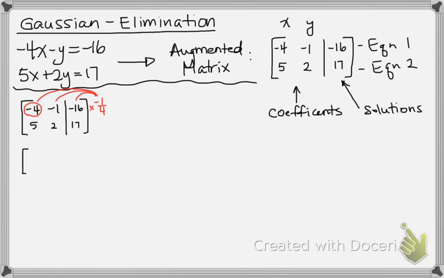Okay, so this particular matrix is going to turn into, if I multiply that negative 1/4 in, the very first number is now going to be that 1 that I wanted it to be. Okay? The rest of the numbers are going to change too. So negative 1 times negative 1/4 is positive 1/4. Negative 16 times negative 1/4 is 4. And did I mess with the bottom at all? No, I didn't do anything to that bottom row yet.